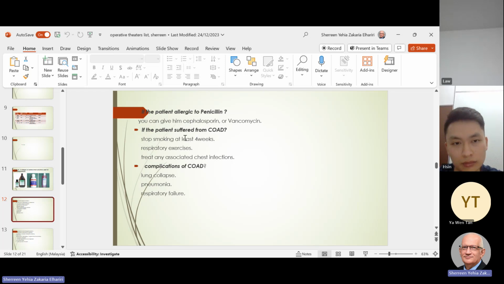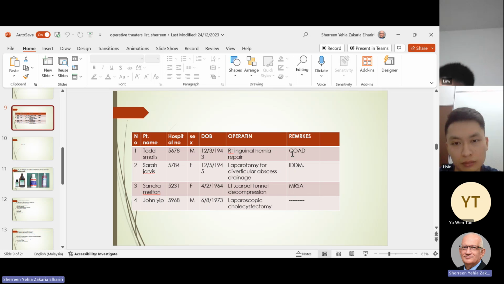So stop smoking at least 4 weeks. Respiratory exercise, you know, post-operative most patients have an incentive spirometer. Treat any associated chest infection. Of course, chronic obstructive airway disease can be complicated by pneumonia, which is chest infection, respiratory failure, or sometimes, very rarely, lung collapse.